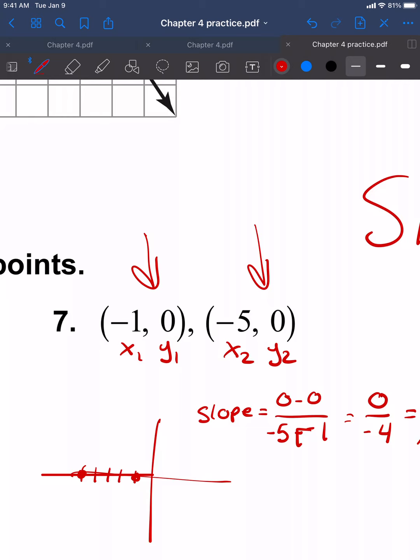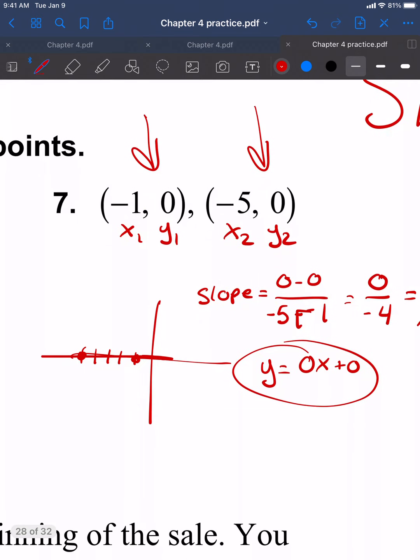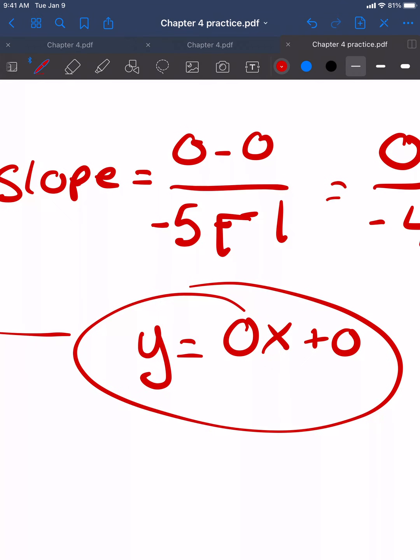What is my equation? It's going to be y equals, slope is 0. What's the y-intercept? This will eventually hit the y where? Look how weird that one was. That's your answer to number 7, by the way, if you want to write that down. That's a weird one.